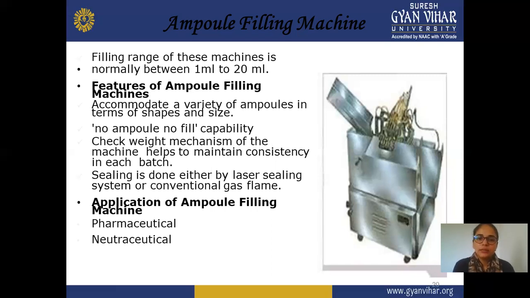Sealing is done either by a laser sealing system or conventional gas flame. So a sealing system is also included. And next is the application of ampoule filling. If your formulation is pharmaceutical or nutraceutical in nature, then you can easily fill it using this ampoule filling machine.